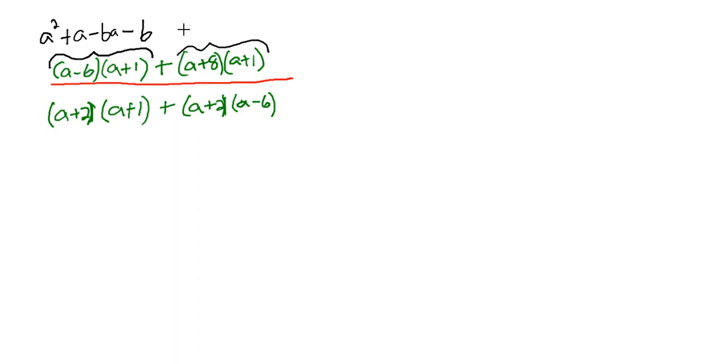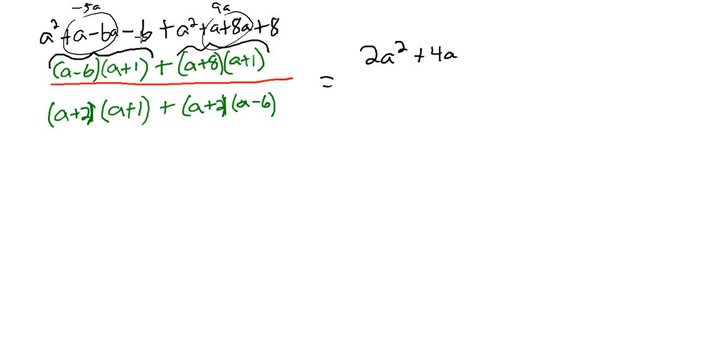We'll do the same thing with this one. We'll have a squared plus a plus 8a plus 8. And we're going to add those two sets of expressions together. So when we combine like terms, we'll get a squared plus a squared, which will be 2a squared. This is minus 5a, and this is 9a. So adding those together, we'll get positive 4a. And then we'll have negative 6 plus 8, which will be positive 2. All right, so that's what we get for the numerator.